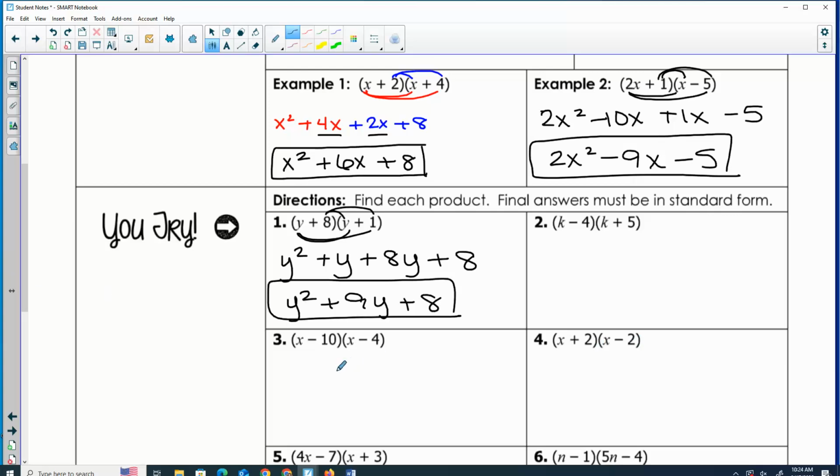And let's go down to number 3. So first, x times x is x squared. Riley, outside, x times negative 4. Negative 4x. Kylie, inside, negative 10 times x. And last, negative 10 times negative 4, positive 40. So combine like terms, we get x squared, negative 4 and negative 10 is negative 14x plus 40.